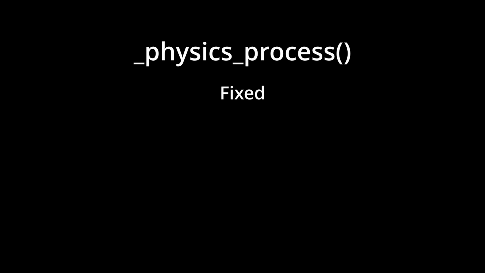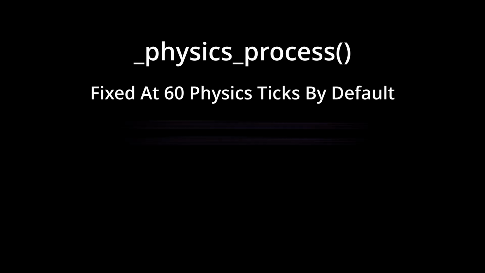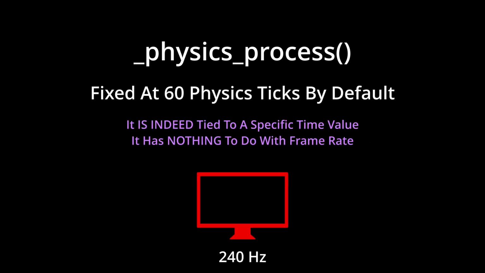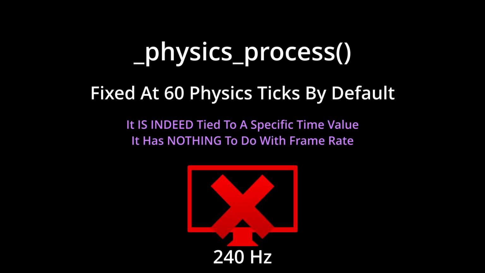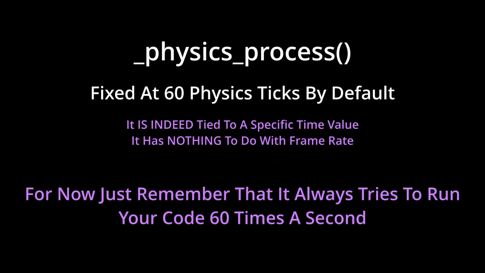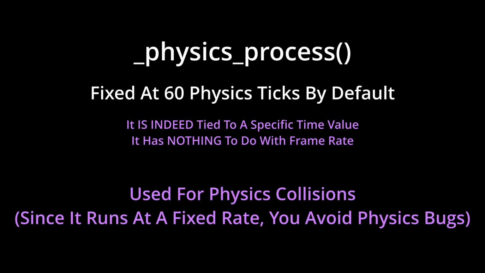Physics process is fixed at 60 physics ticks by default. It doesn't matter if you have a 240Hz monitor and more than 60 frames are rendered. The code inside physics process will always try to run at 60 times a second. This makes it super reliable for physics, like collisions or gravity, because it ensures everything happens at the same rate.